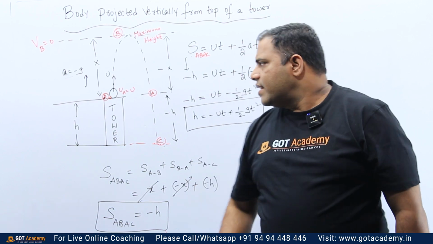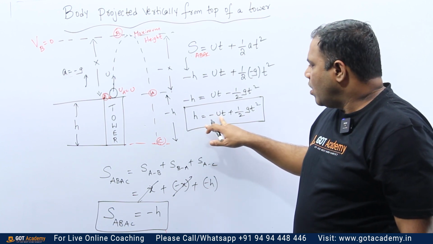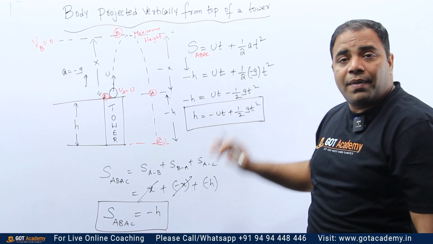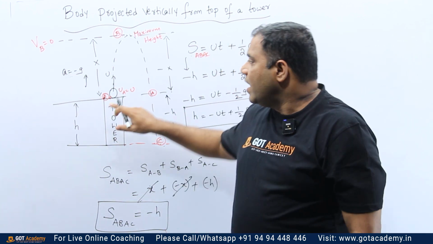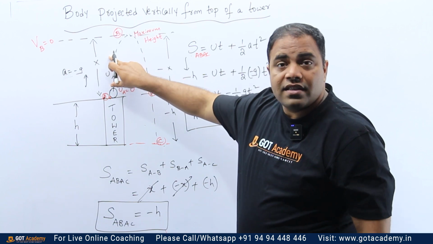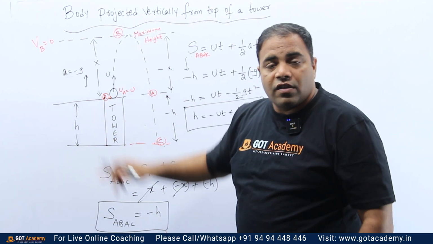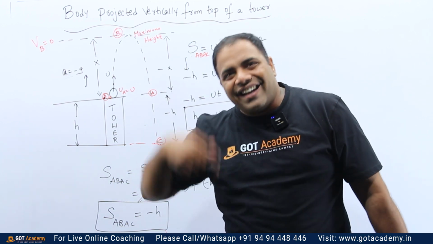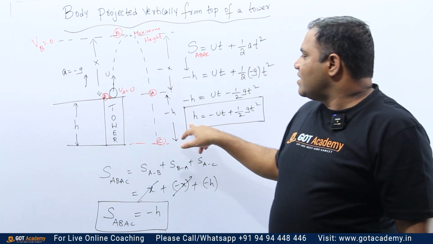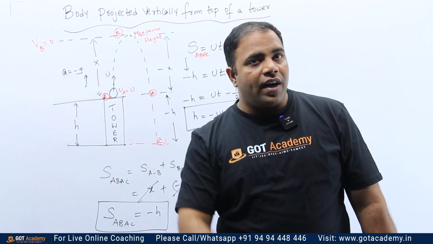Very, very important. So here if you observe, in place of u I have taken minus u. h is equal to minus ut plus half gt square. This equation represents a body thrown vertically upwards from the ground or from the top of a tower. That is, from the top of a tower. So whenever we say that a body is thrown from the top of a tower, immediately you have to recollect its equation, h is equal to minus ut plus half gt square.